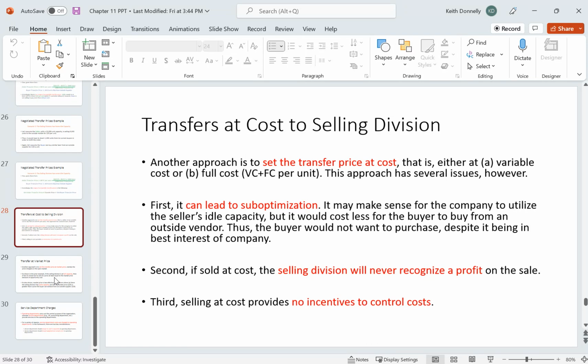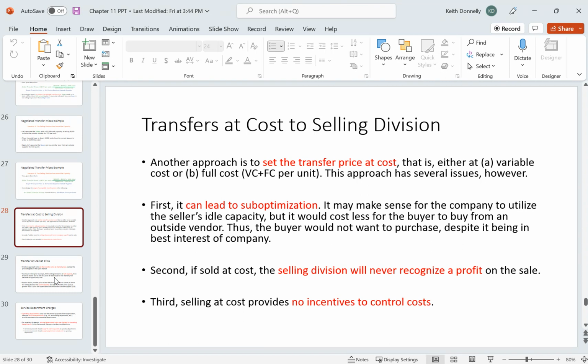If you sell it for what you make on it, you're not going to have any net income there. You're basically just selling it for what it costs. It cancels each other out. And then third, if you're selling at cost, there's not really any incentive to control costs. You can blow the cost up and have it cost as much as you want. You'll still sell it for that amount. You don't have that kind of cost control constraint weighing on you as heavily.